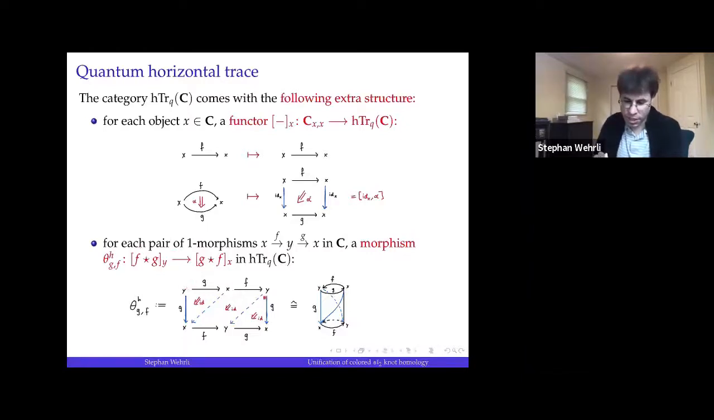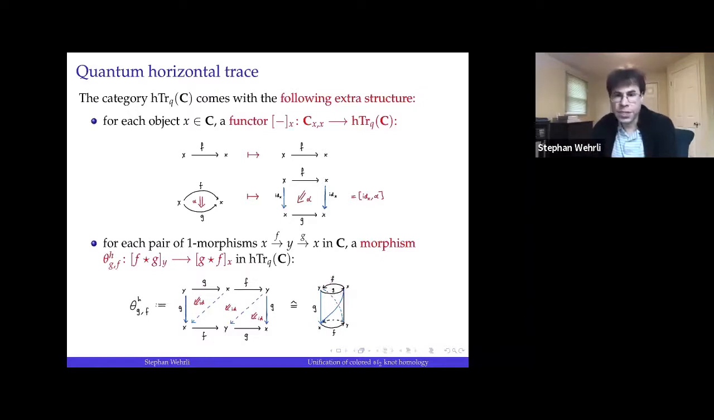You just look at this square, or rather this rectangle. At the top you have one composition, at the bottom you have another composition. Now you put copies of G at the sides, and then the two morphism in the middle is just given by the identity morphism. So this gives you a morphism from F composed with G to G composed with F. We denote this morphism by theta, and it's also called a cyclicity morphism. You can think of this as a twist in the cylinder, so as you go from top to bottom, you twist, I guess, clockwise by 180 degrees.